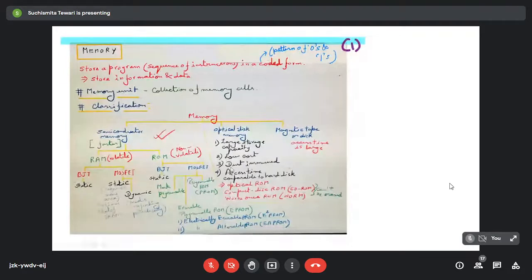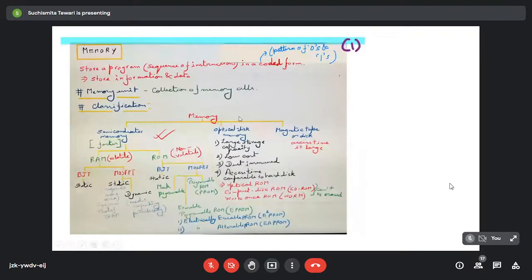There are certain advantages of this optical disk type memory. One of them is large storage capacity; it is of low cost, dust immune, and access time is almost comparable to a hard disk. Optical ROM, CD-ROM and write-once ROM come under this optical disk memory, but in this present course we are not going to see the details of these two types of memory.